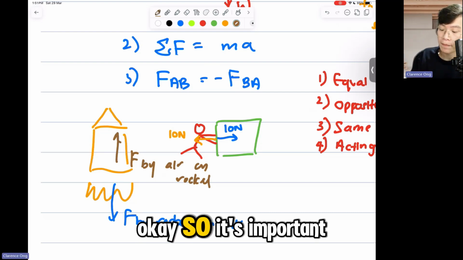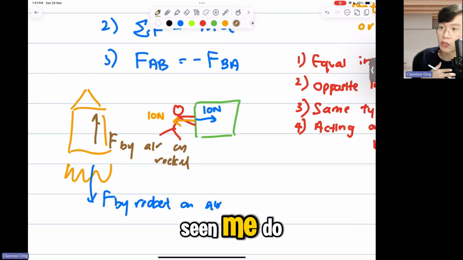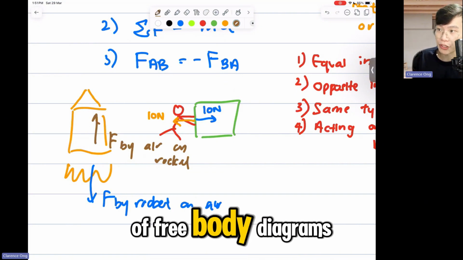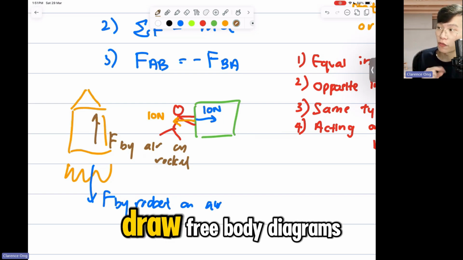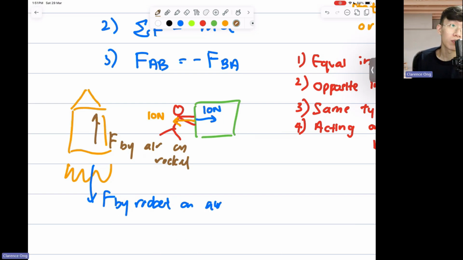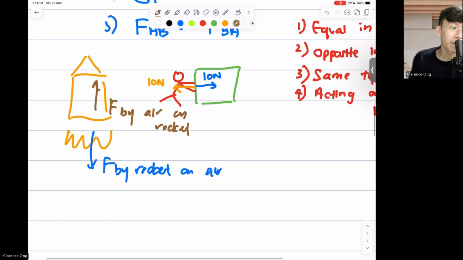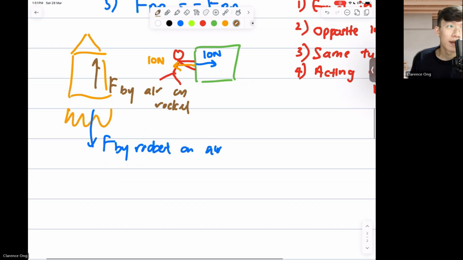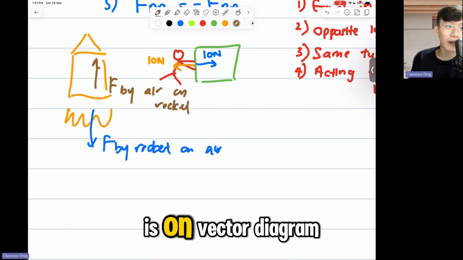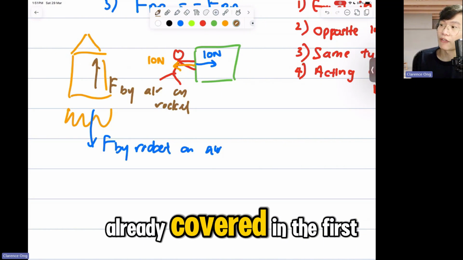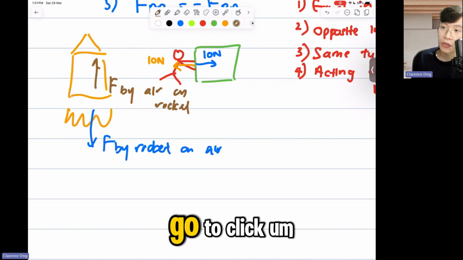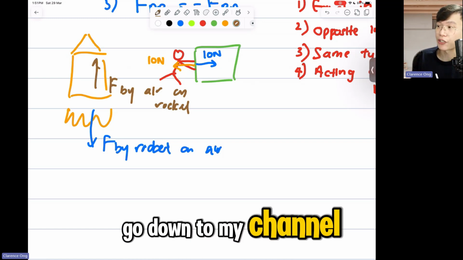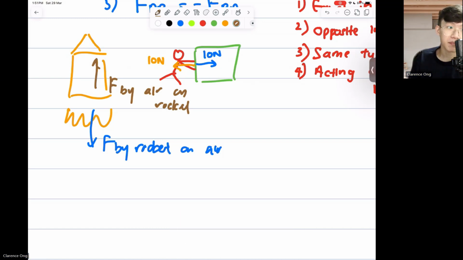Okay, so it's important, like what you have seen me do here. We are drawing a lot of free body diagrams. That is important to solve all dynamics questions. Draw free body diagrams. There is another part which is on vector diagram. I think this one we have already covered in the first lecture. So if you have not seen the first lecture video, go down to my channel and you can watch it from there.